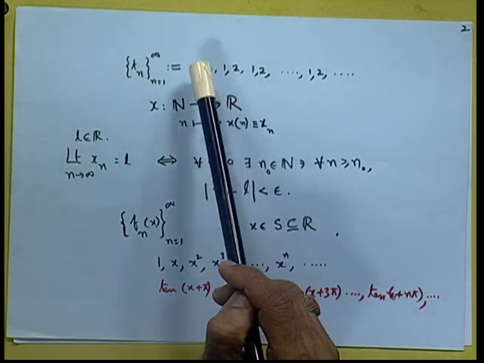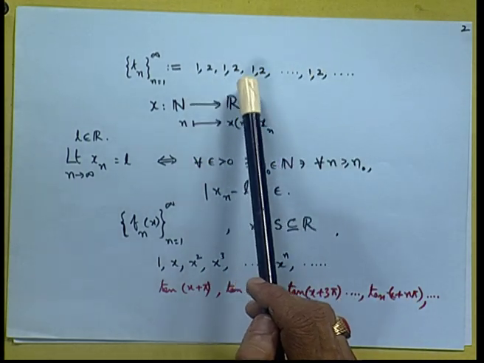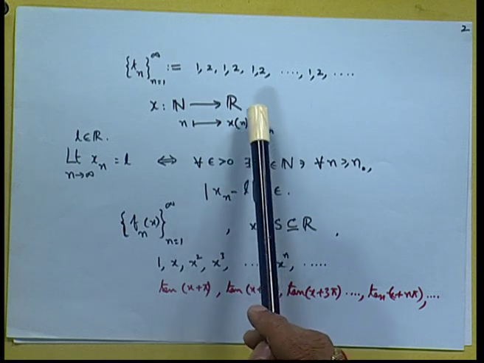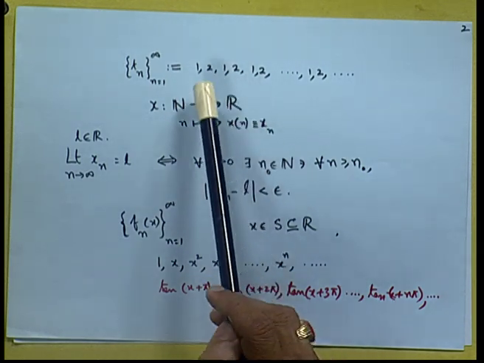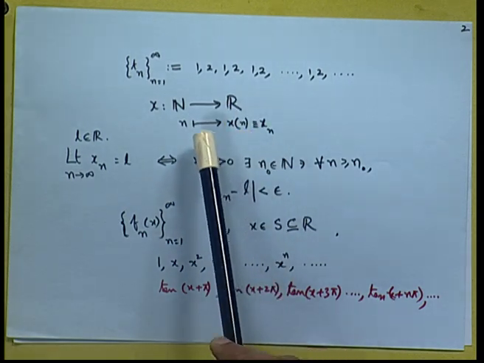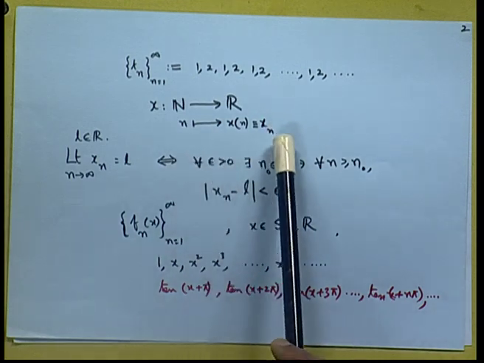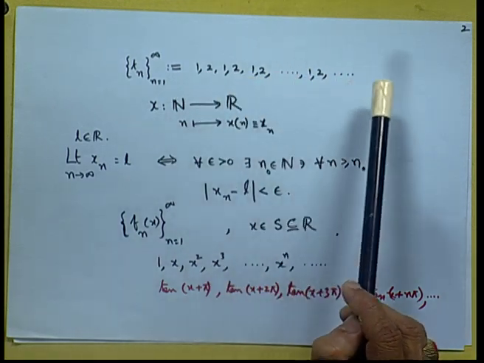The range values are x1, x2, x3 and so on. So, that we denote by x n. For that we give the symbol x n, n equal to 1 to infinity. So, whenever we have a function x from the set of natural numbers into the set of real numbers, we have a real sequence x1, x2, x3 and so on.